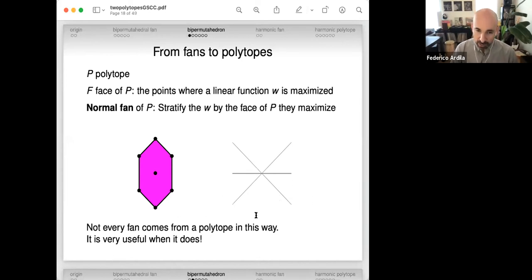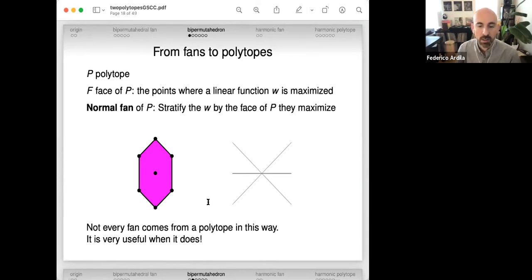So when you have a fan, a natural question to ask, if you study the kinds of things that I do, is whether this fan comes from a polytope. This ends up being a very beautiful, useful question. And in particular, if you're interested in the connection between polyhedral geometry and toric geometry, toric algebraic geometry, this becomes a really central question.